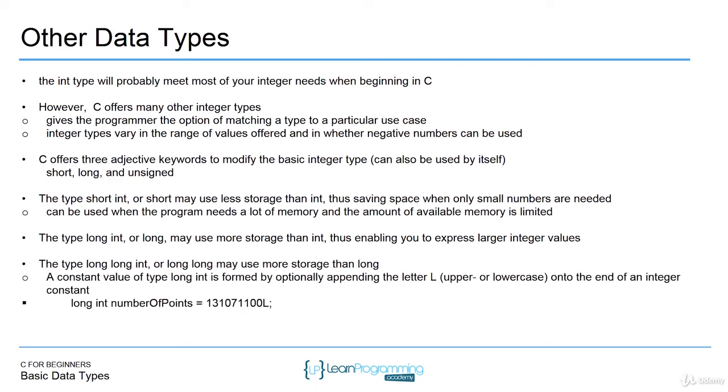So a type long int, or long, may use more storage than an int. And again, it all depends on the computer platform you're using and the architecture. You can assign values of these different types. A lot of them have different letters that you can append. So for example, if you're assigning a long constant value, you just put the capital L or the lowercase l at the end of it. And that will assign that value as a long. Same goes for the shorts. You can also apply suffixes at the end to make sure that the compiler explicitly knows what you're dealing with.